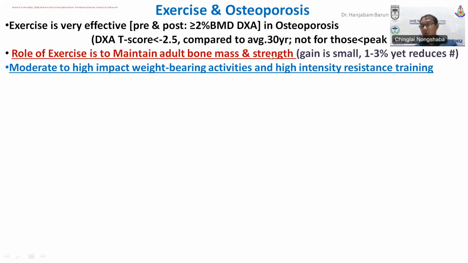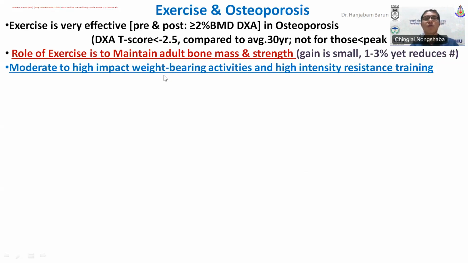For the younger population, for adolescents and childhood, what was the aim? The aim was to have a higher peak mass, a high peak gain. But in the case of the older population, it is maintenance, and the gain is very small, approximately 1 to 3% in bone mass and strength. Even if it is small, it is sufficient to reduce fracture. And what type of exercise do we have to use?